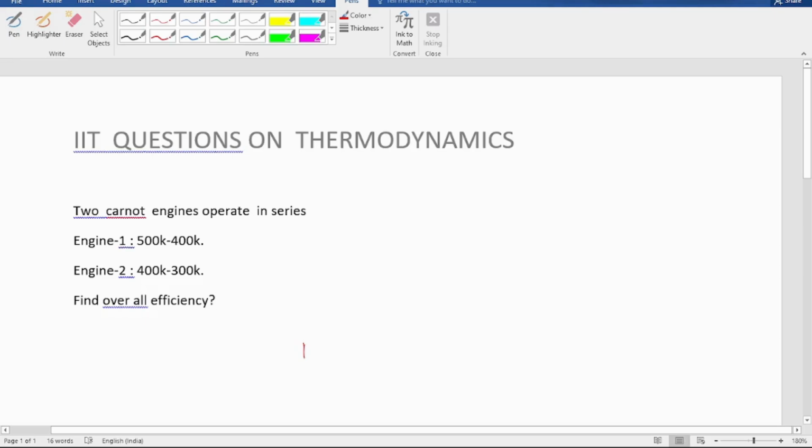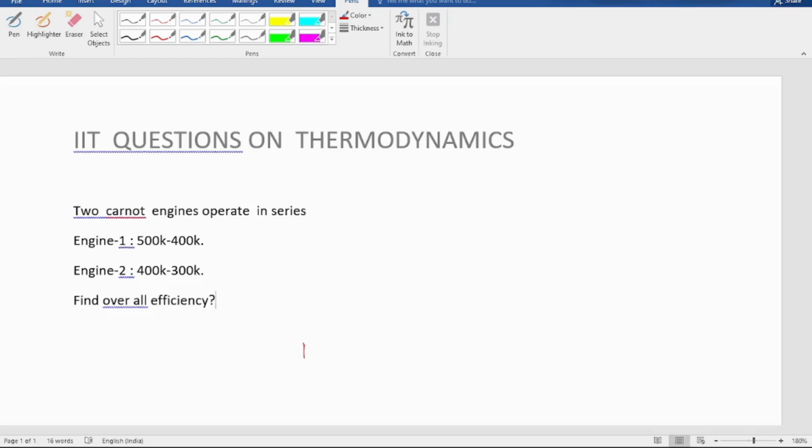Today we are going to start with the IIT questions on the basis of the thermodynamics chapter. So let us start with the question. Two Carnot engines operate in series. Engine 1 is working between 500 Kelvin and 400 Kelvin, and engine 2 between 400 Kelvin and 300 Kelvin. Find the overall efficiency, they are asking.